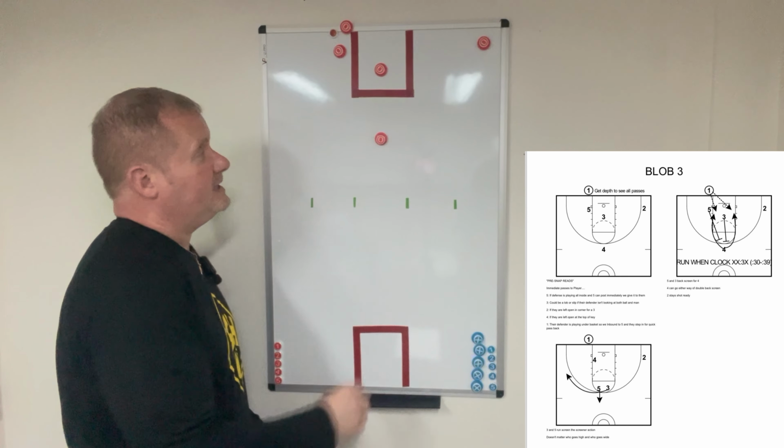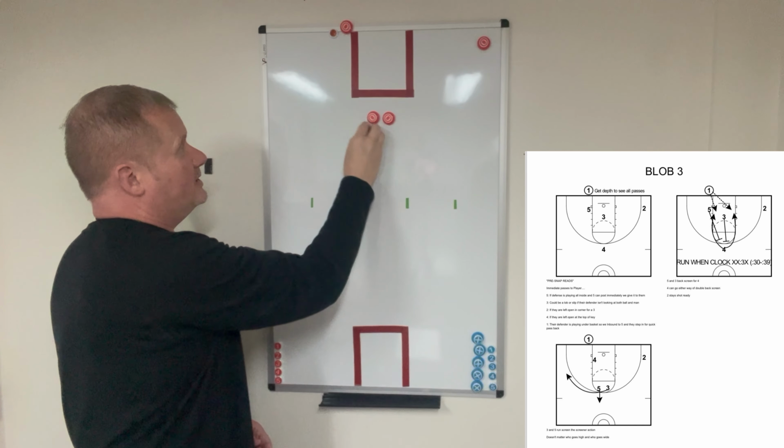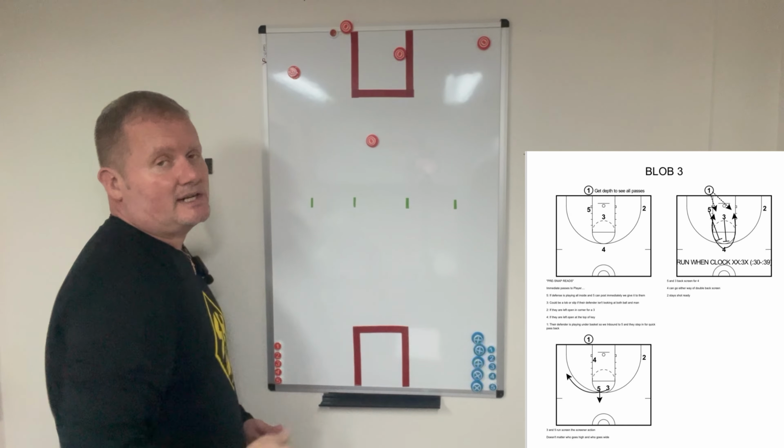Out of bounds play 3 is a double back screen for the top of the key. We give them the freedom to go either way. Doesn't really matter. And then we screen the screener action here. And again, we got our safety involved.